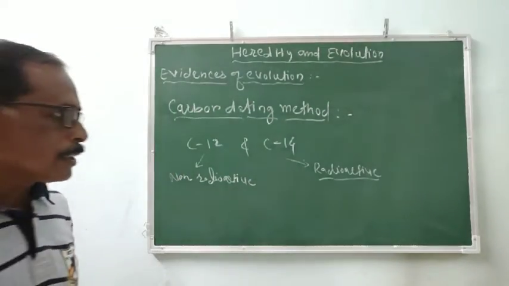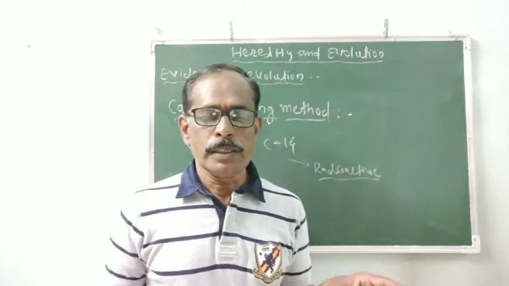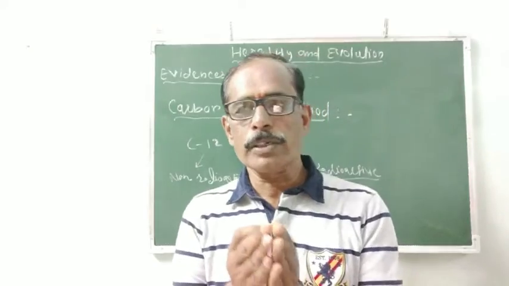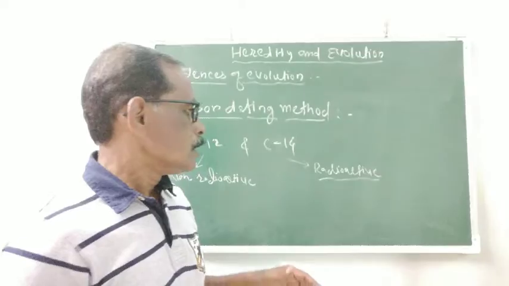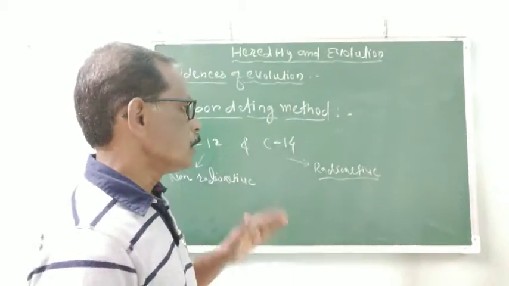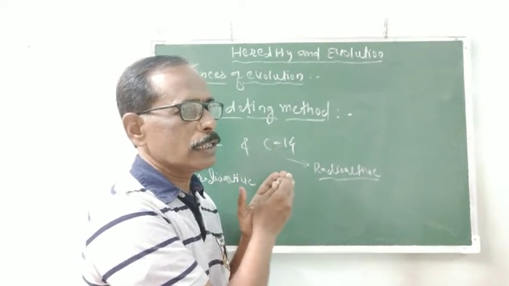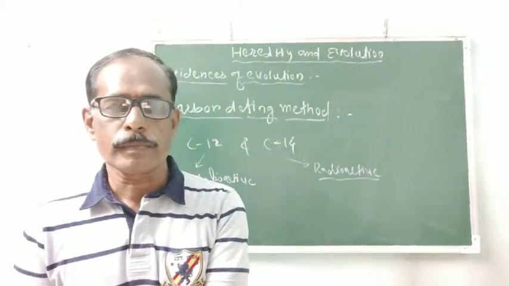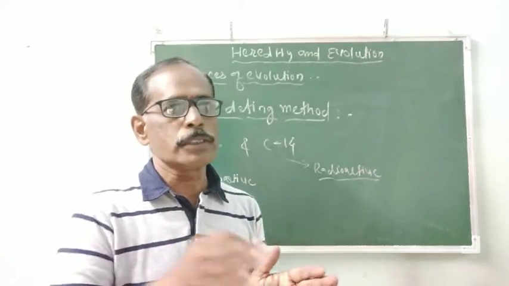And we know that in each and every radioactive atom there is a process of radioactive decay. Because of that, as time passes, the total number of molecules of that radioactive element or radioactive atom decreases, because due to radioactive decay, that atom is converted into another atom.